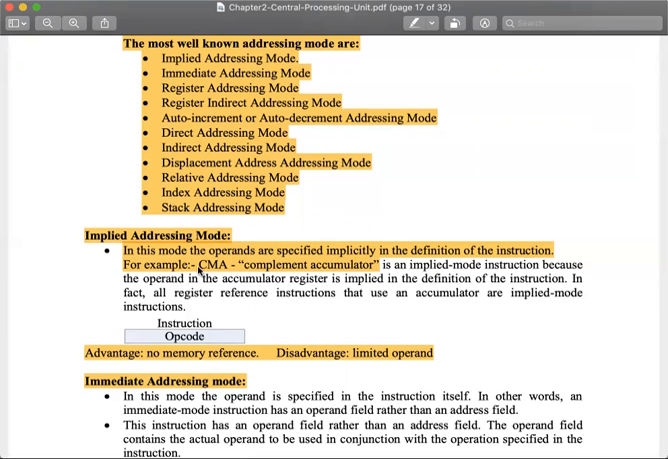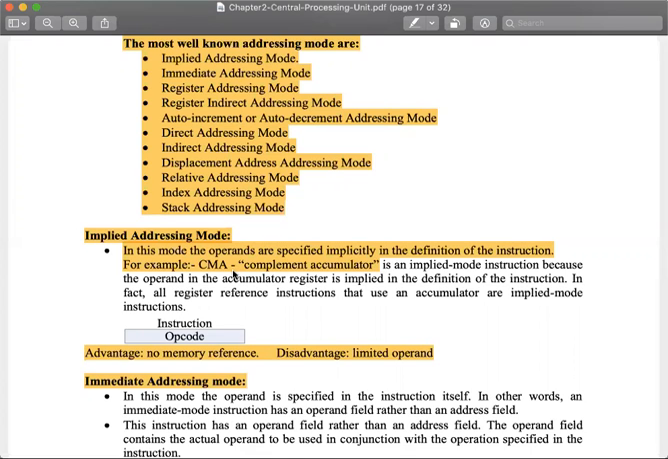Suppose here is an example given like CMA. CMA is an assembly language instruction. This instruction means complement accumulator. So when I get this instruction, I will know this means complement accumulator. Accumulator is a kind of register. There are so many registers in my CPU.